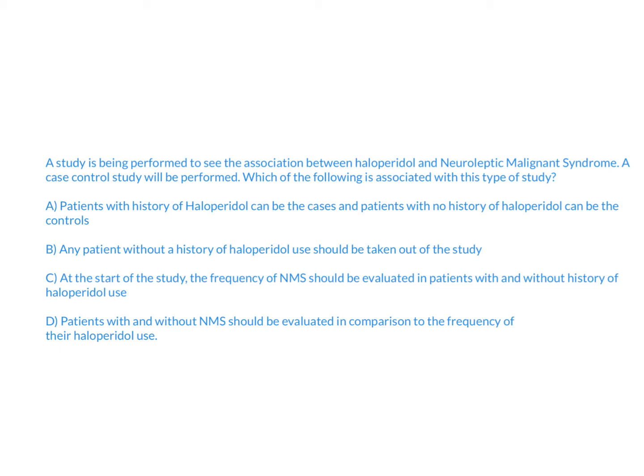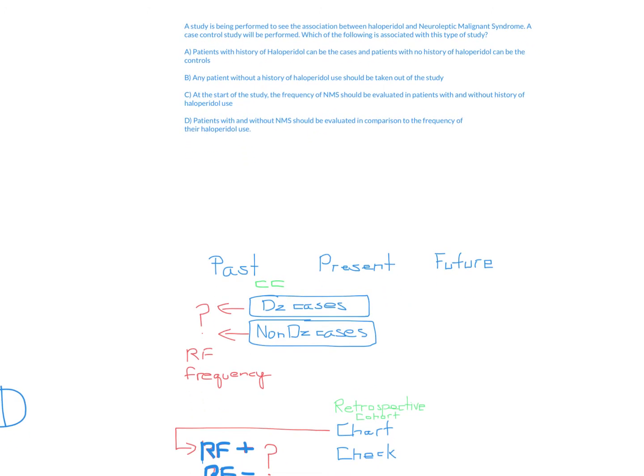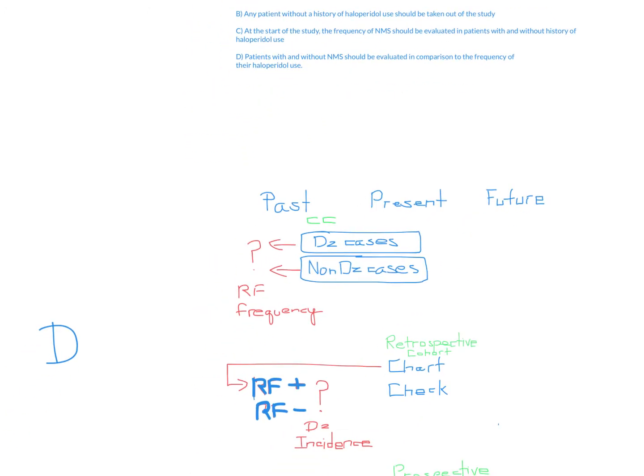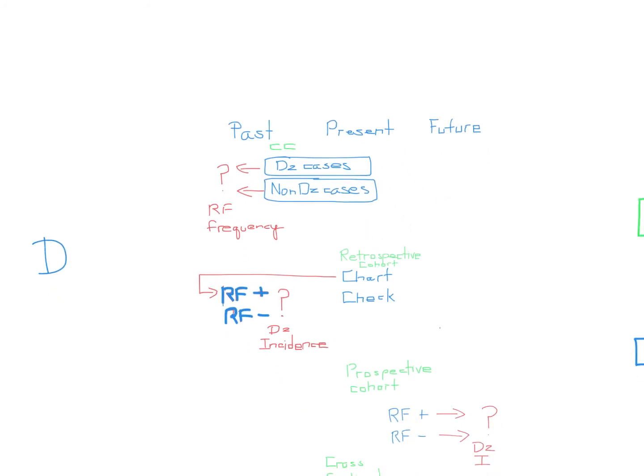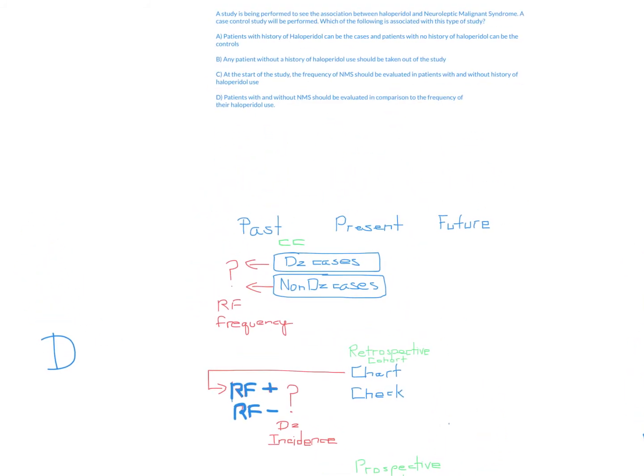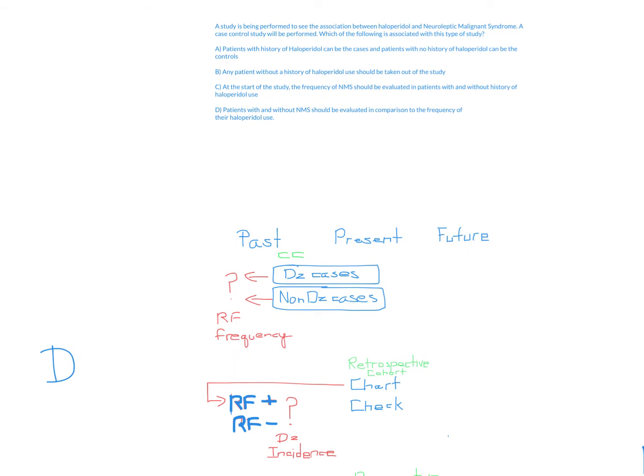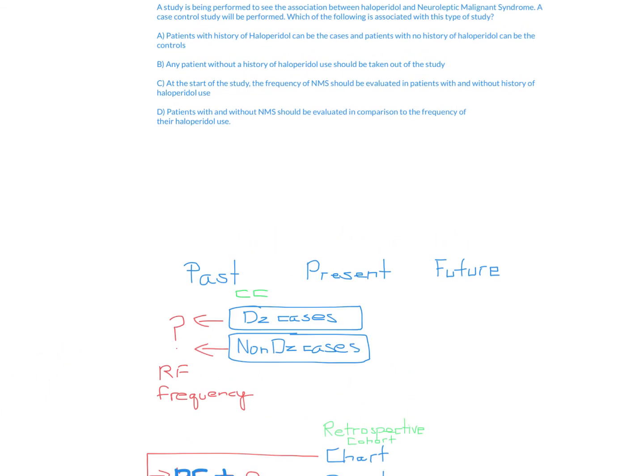Okay, so the answer is going to be D. Patients with and without neuroleptic malignant syndrome should be evaluated in comparison to the frequency of their haloperidol use. To understand this question, first we have to understand the different types of clinical studies. So let's start off with the answer, which was case control, and let's talk about it.